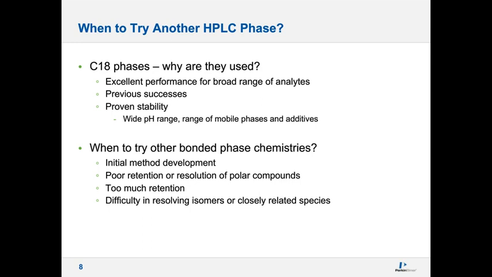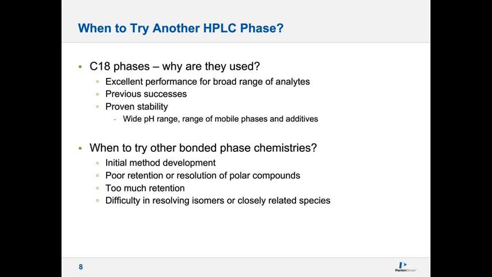But when is it advantageous to try another bonded phase chemistry? Again, it's useful to screen a number of phases during initial method development. Other bonded phase chemistries are also useful when you have poor retention or resolution of polar compounds, even when using a highly aqueous mobile phase. They can provide solutions for very hydrophobic compounds if you have too much retention, for example. And additionally, other phases can provide solutions for resolving isomers or closely related species, which may otherwise require complex method development.